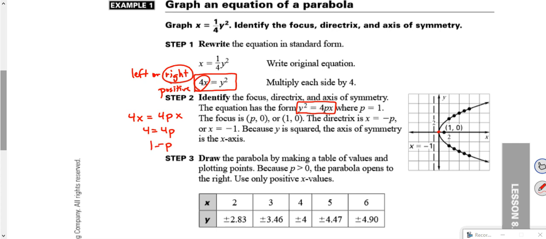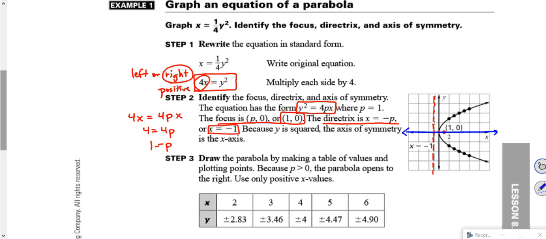Now, what does that tell me? That tells me that my focus is 1, 0 right here. That's my focus. And then my directrix, remember, your directrix is x equals negative p, or x equals negative 1. That's your directrix. Because y is squared, the axis of symmetry is the x-axis. Obviously, you can tell that. This is your axis of symmetry, right?